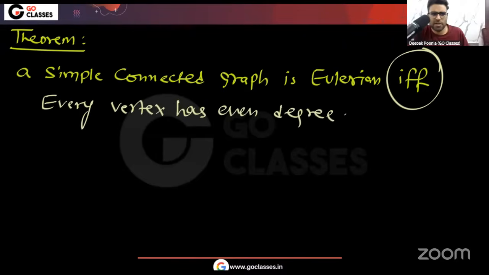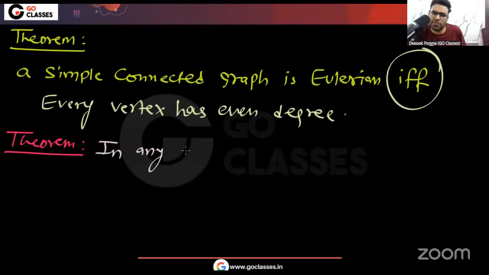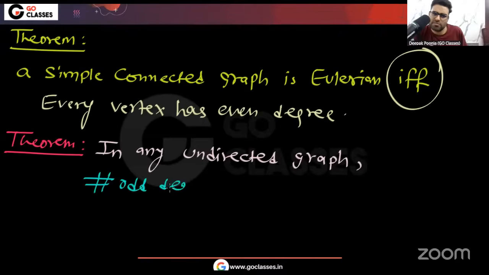Is this clear? And one more thing you remember, there is another theorem. What is that? In any simple graph, the number of odd degree vertices is always even. Yes or no? We already know that in any simple graph, actually in any undirected graph, whether simple or non-simple, whatever undirected graph you take, the number of odd degree vertices is always even.